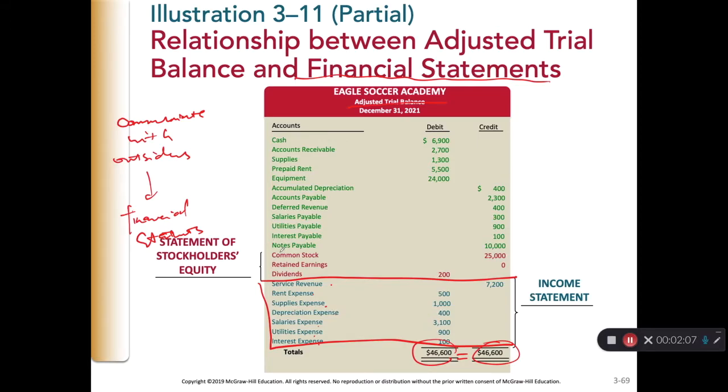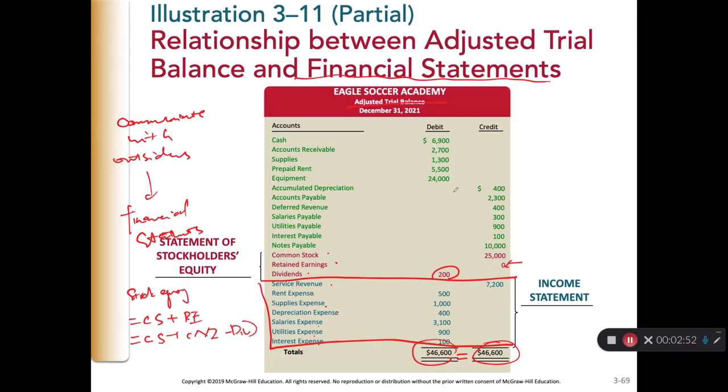Stockholder equity, as we talked about in class, is composed of common stock plus retained earnings, and retained earnings usually equals net income minus dividends. So here is the statement of stockholder equity. We always list three accounts: the common stock account, the retained earnings account, and the dividend distribution account. They distributed $200 to the shareholders, and retained earnings equals 0 because it is the first year of operation and nothing has happened yet.